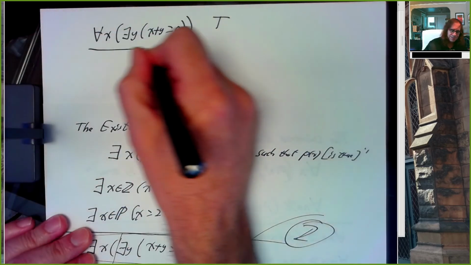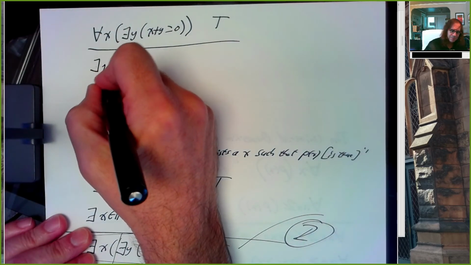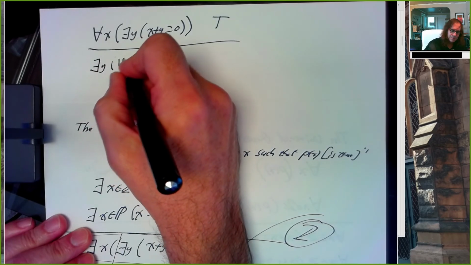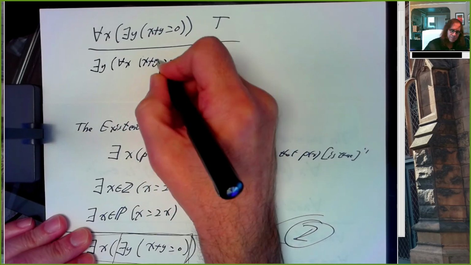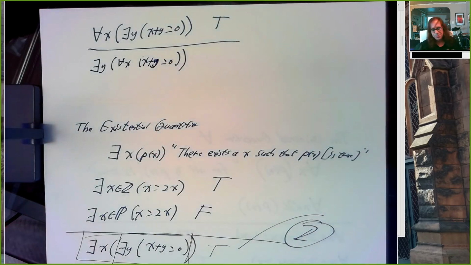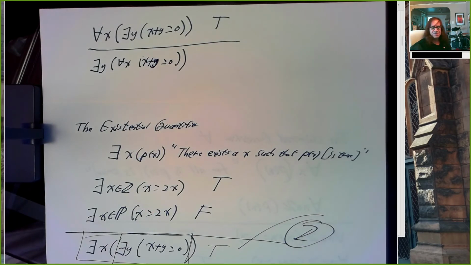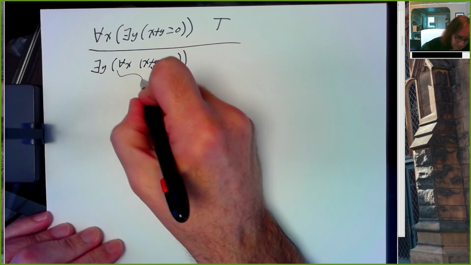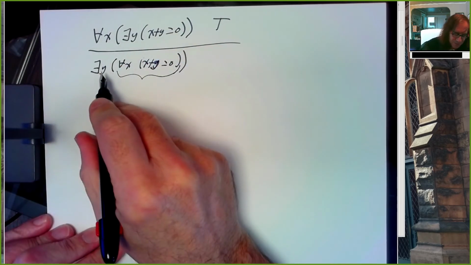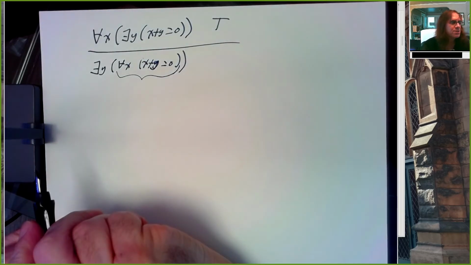On the other hand, if we switch these around, there exists a y such that for all x, x plus y is equal to 0. What do we think about that? Say that again. So this expression right here: there exists a y such that for all x, x plus y is equal to 0.